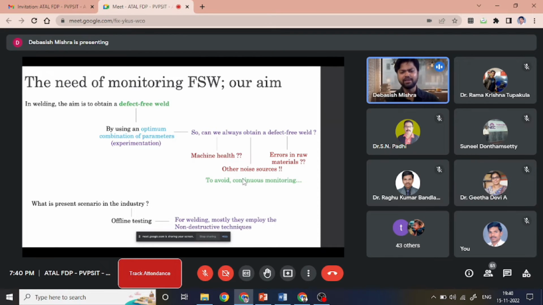And if you look at the current industrial scenario for welding, they either go for destructive testing, where they identify the tensile test, or the metallurgical analysis like the grain size or the distribution of the grains. They also go for non-destructive testing like RT and UT. But our objective was to develop an online scheme that could replace this offline scenario and give information about the product in real time.